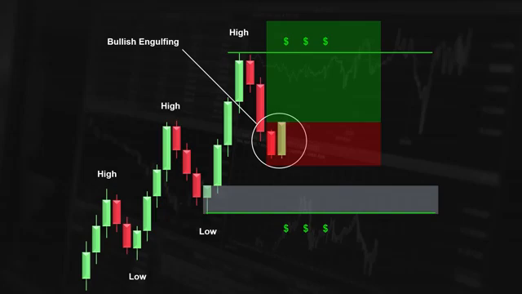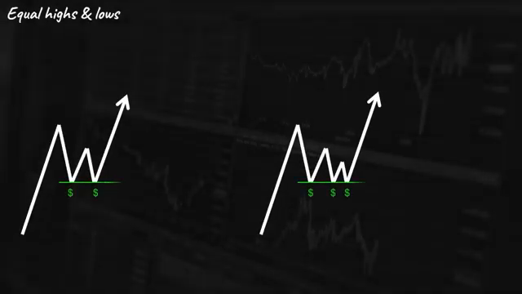That's why, if we find a demand zone below this candlestick, we would wait for the price to enter our zone and then open a buy position. There are many forms of liquidity in the market, but we mainly pay attention to equal highs and lows. As the name suggests, equal lows are formed when the low points are at about the same level, and similarly, the price will form equal highs where the highs are about the same level.